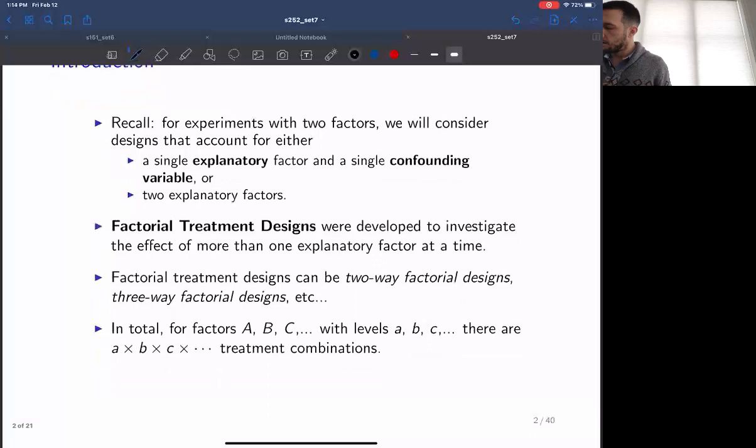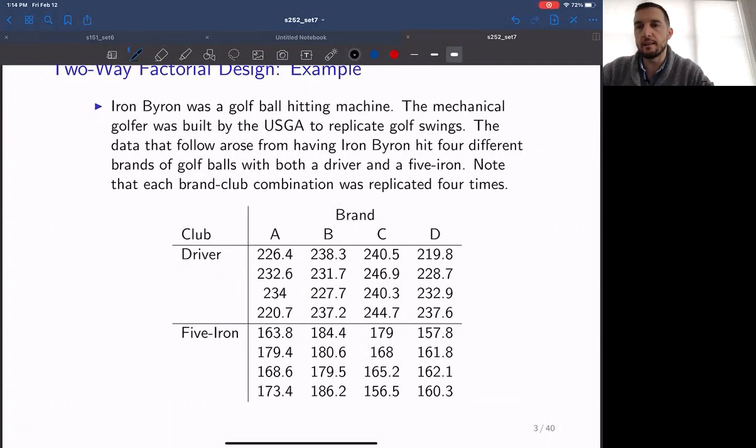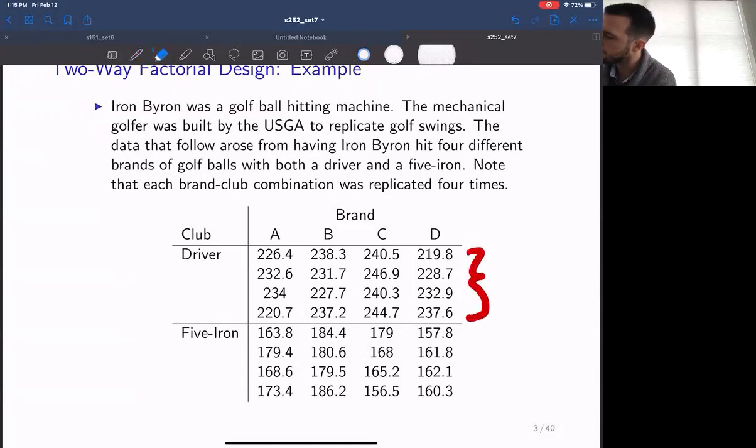Okay, so here's an example of a data set that would lend itself to a two-way ANOVA type experiment. In this data set, we have the Iron Byron golf ball hitting machine. This golf ball hitting machine is hitting four different types of golf balls, which we call brand A, B, C, and D. And it's using two different types of clubs, a driver and a five iron. The response variable is how far the ball has traveled. So inside the table, all of these different values here are the responses. This is what we're measuring. That's the variable of interest.